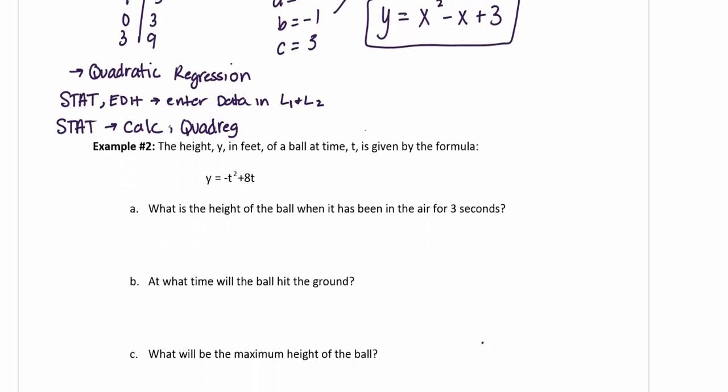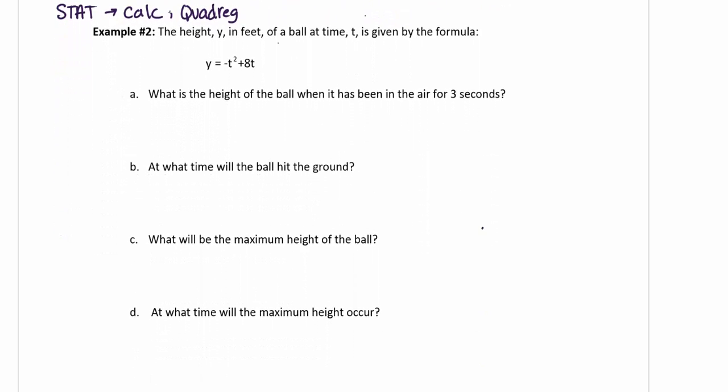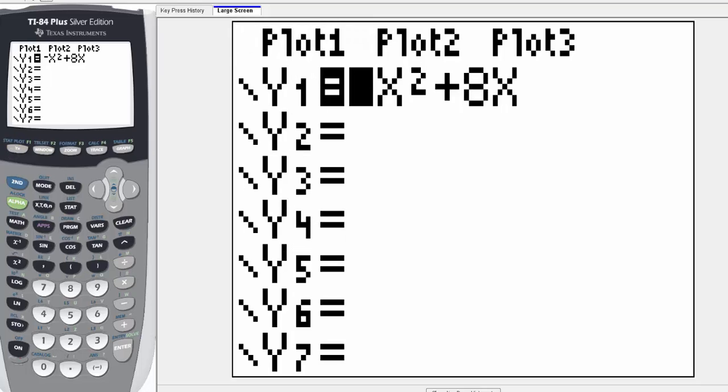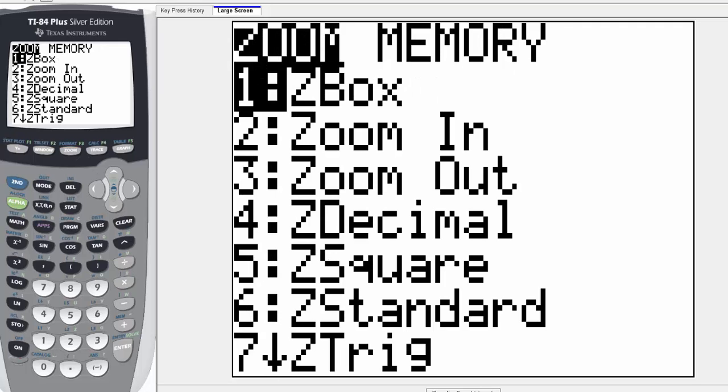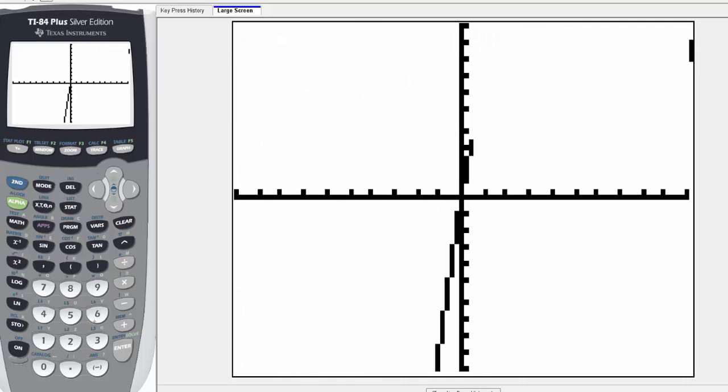And then in example 2, we're looking at the motion of a ball. The height y in feet of a ball at time t is given by the following formula, and I'm going to use my calculator to answer these questions. So I'm looking at the motion of a ball, maybe somebody kicked it, and we want to know certain things about its motion. So I'm going to go to y equals, and I'm going to type in my equation, negative x squared plus 8x. And I always like to start at zoom 6 to see what I've got going on here.